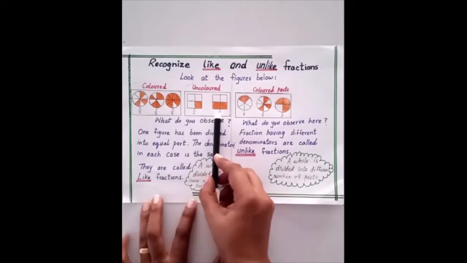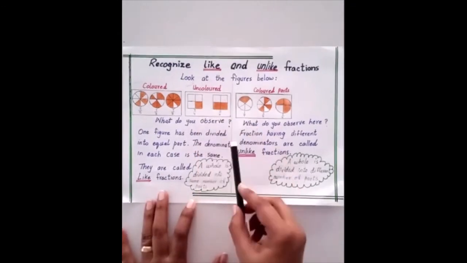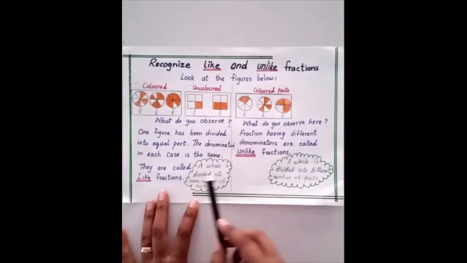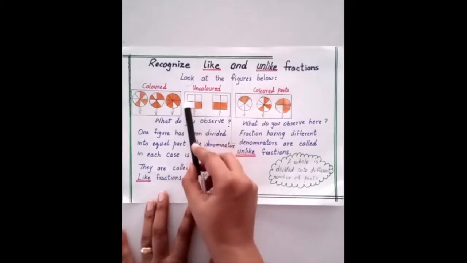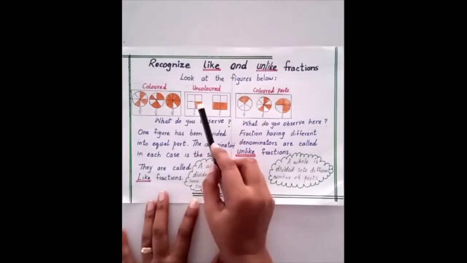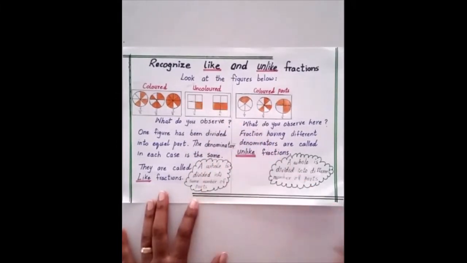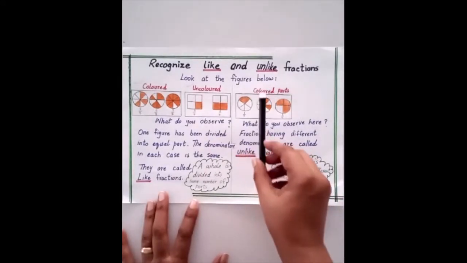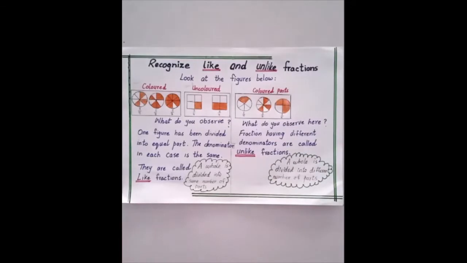These types of fractions are called like fractions. Or you can say a whole is divided into the same number of parts. See, the same number, 4.